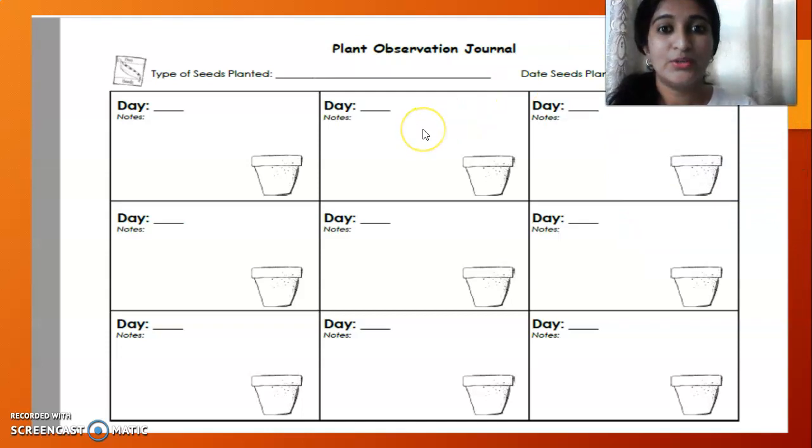And you need to record your observation. For example, day 1, day 2, what you saw. Day 3, you can see some germinating. You can take a photo or you can draw. You can draw a picture of the thing that you saw on the day. Okay, like this you have to complete this journal.